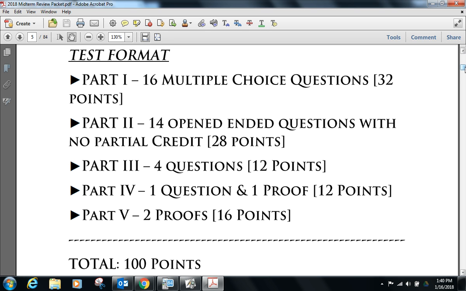We will not curve it. What I mean by that is if you get a 72, you get a 72. Okay, we're not going to curve it up just to make the grades look good.